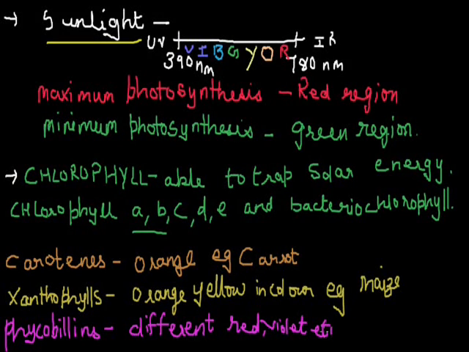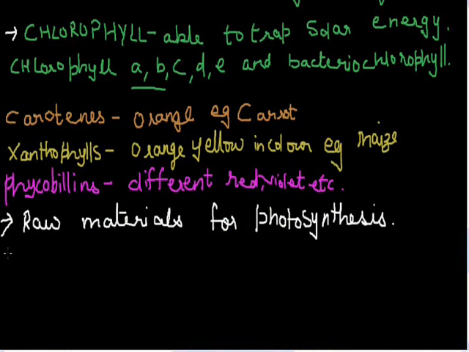So now we have seen the basic requirements for the process of photosynthesis. Let us talk now about the raw materials which are required for the process to occur. They are CO2, carbon dioxide. How do plants acquire this carbon dioxide? They take it up from the atmosphere through small openings which are called stomata.